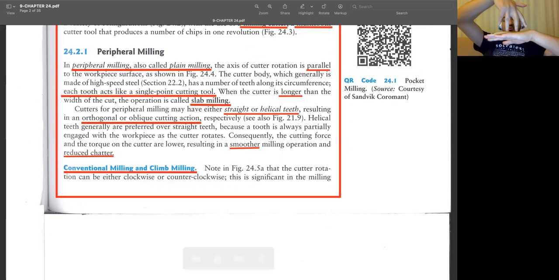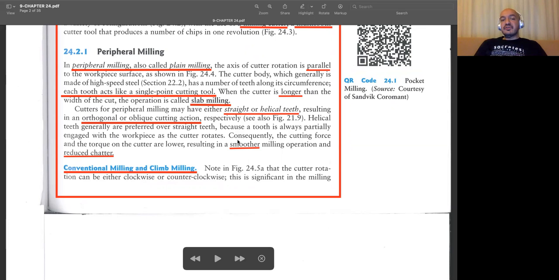If you assume my fingers as the teeth, then you see while we are rotating around the workpiece, only one tooth is always in contact with the workpiece. But if it's helical, then we will probably have at least two or maybe more teeth in contact with the workpiece. And with the help of this more contact, we are not going to have uninterrupted cutting.